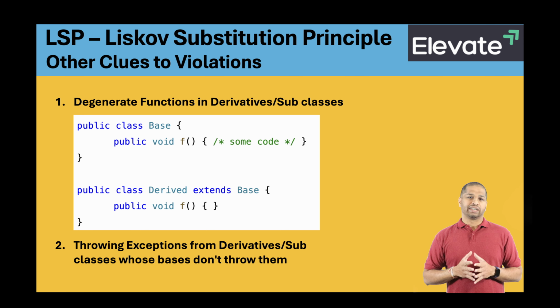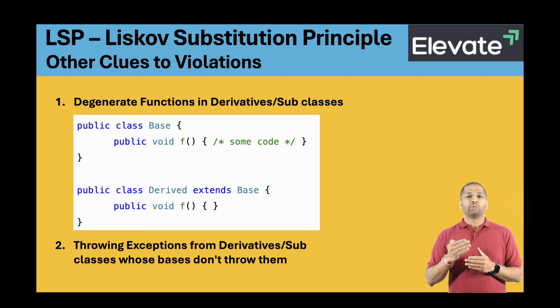The presence of degenerate functions in derivatives is not always indicative of an LSP violation, but it's worth looking at them when they occur. Next clue is throwing exceptions from derivatives whose bases don't throw them. If the users of the base classes don't expect exceptions, then adding them to the methods of derivatives is not substitutable. Either the expectations of the users must be altered or the derived classes should not throw the exceptions.